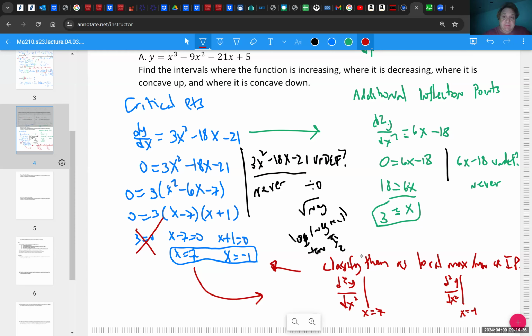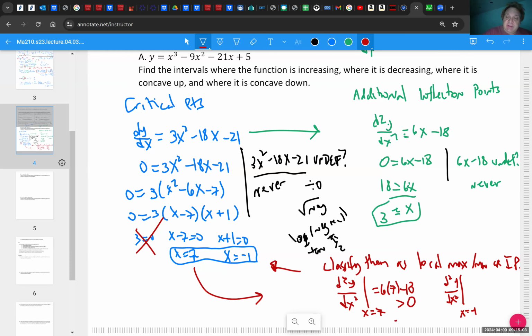If I plug in 7, I'll get 6 times 7 minus 18, which is 42 minus 18. I'm not so good with arithmetic, unfortunately, and I don't care. It is greater than 0. 42 minus 18 is a positive number. If the second derivative is positive, that means it's concave up. So the thing at the bottom is a minimum.